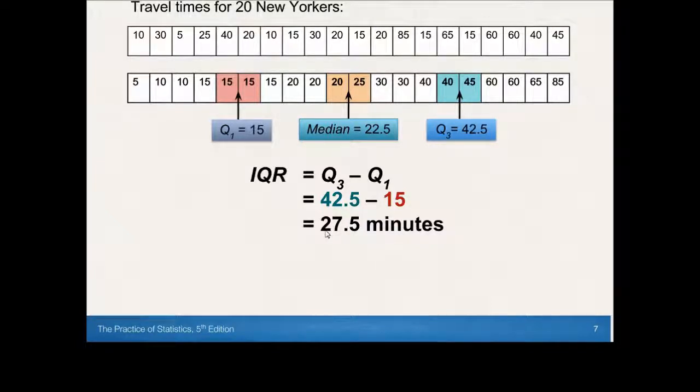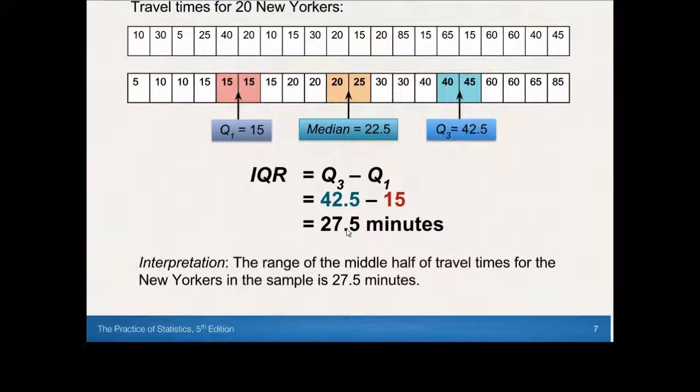That means that's the middle half. The range of the middle half of travel times for the New Yorkers in the sample is 27.5. That doesn't mean any one person was 27.5 minutes. It's the range of the middle of them. It's going to become useful in just a moment. Okay, so you should be able to find and interpret the interquartile range.